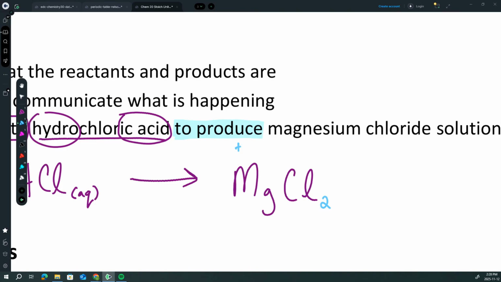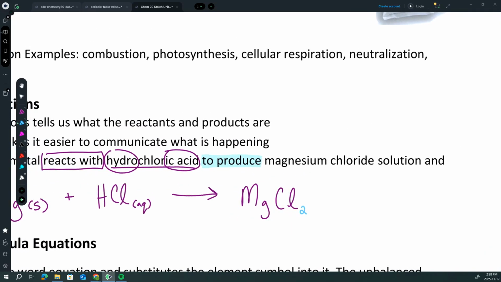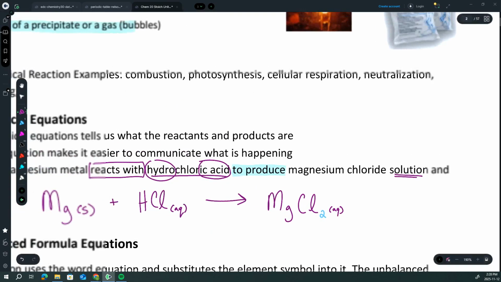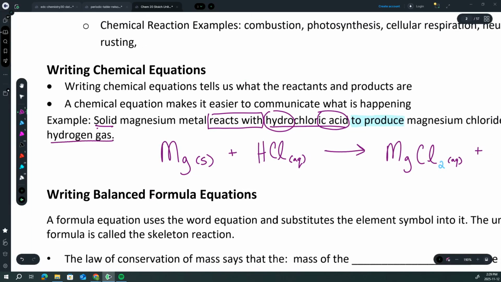So because magnesium has a 2+ charge and we have 2 chlorides, each with a -1 charge, that comes out to a -2 charge in total, which does equal 0, so this compound is balanced. Now it says a magnesium chloride solution here, so that means it's aqueous. And we can translate that to a plus sign, and hydrogen gas.